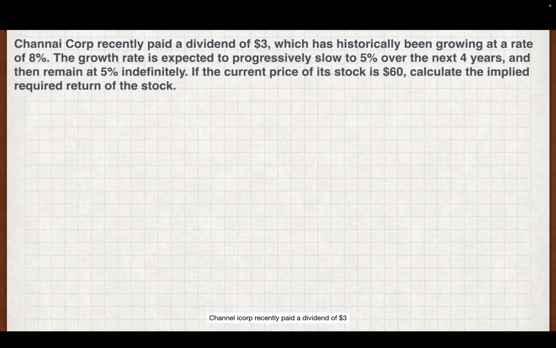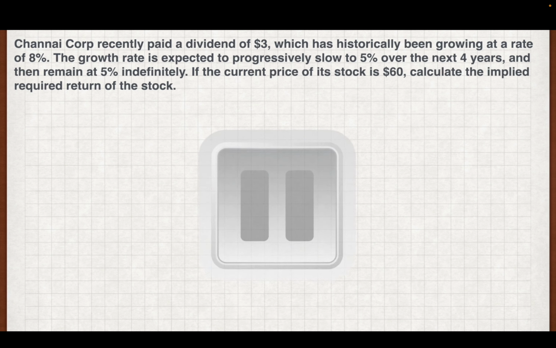Chennai Corp recently paid a dividend of $3, which has historically been growing at a rate of 8%. The growth rate is expected to progressively slow to 5% over the next 4 years, and then remain at 5% indefinitely. If the current price of its stock is $60, calculate the implied required return of the stock. Pause the video now and work out your answer.